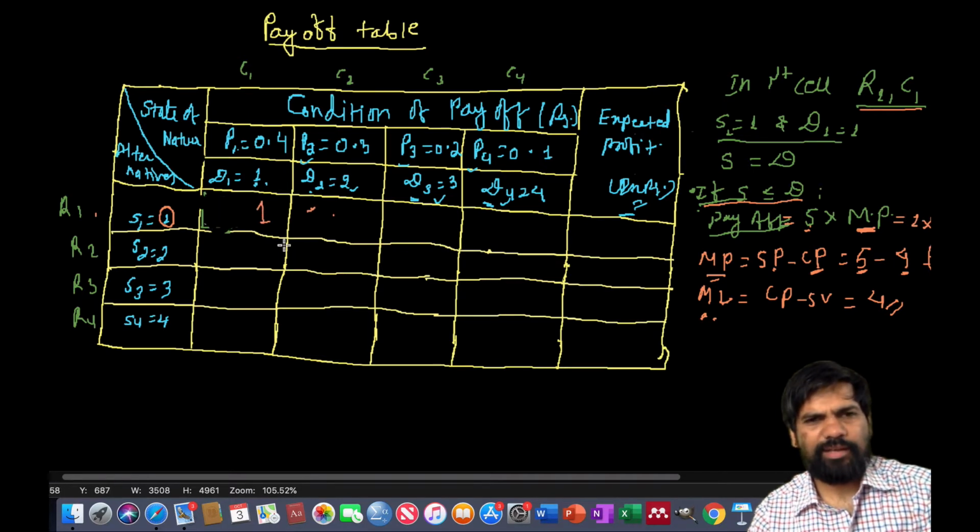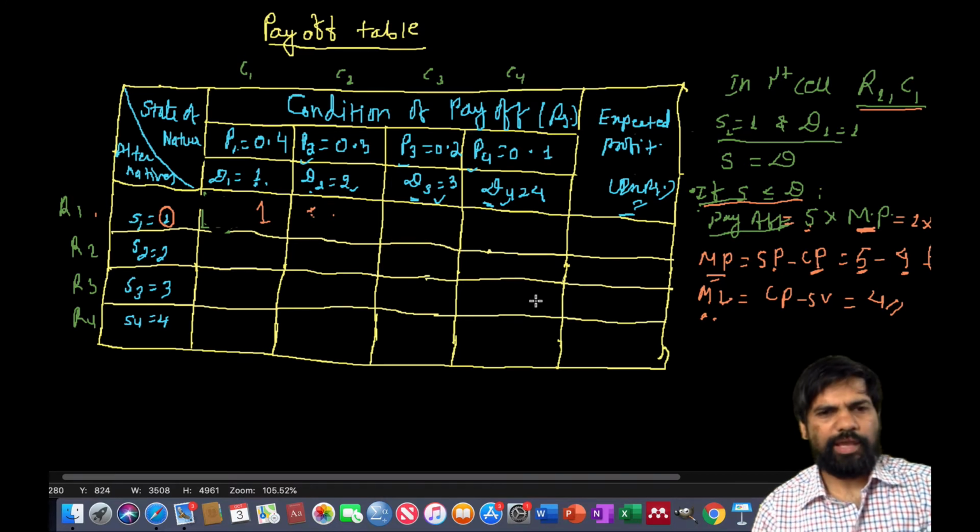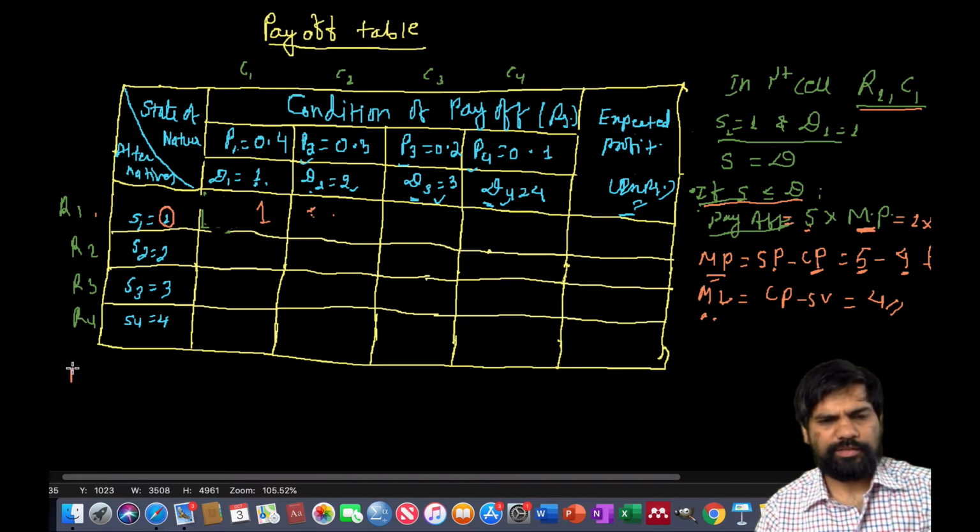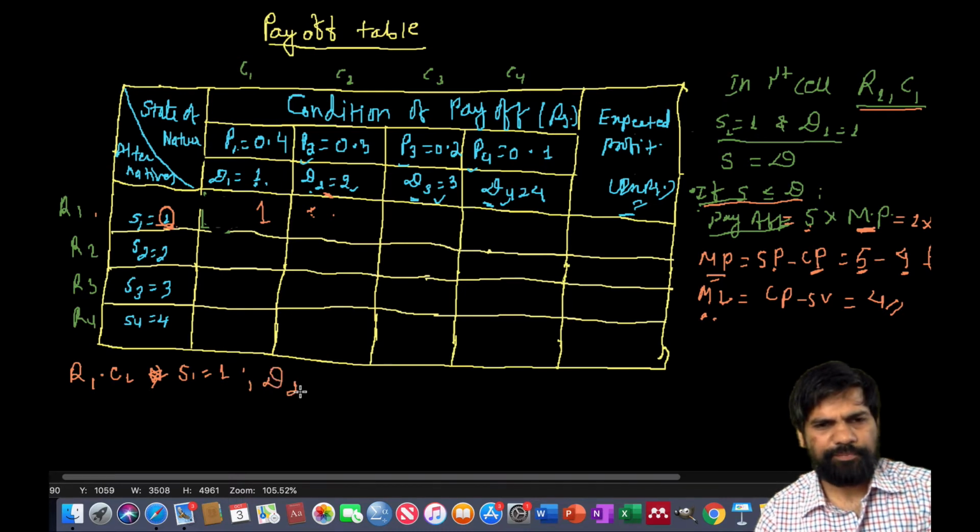This cell is known as R1 and C2. Okay, what is the value of R1 and C2? When we are computing this value, we have to see the value of supply and the value of demand in this particular column. The value of supply is 1 and the value of demand is 2. So we see here demand is greater than supply, because supply is 1. In this case, supply is equal to 1 and demand D2 is equal to 2. So demand is greater than supply.